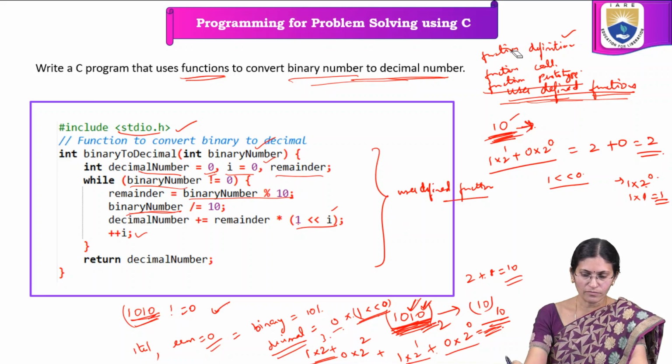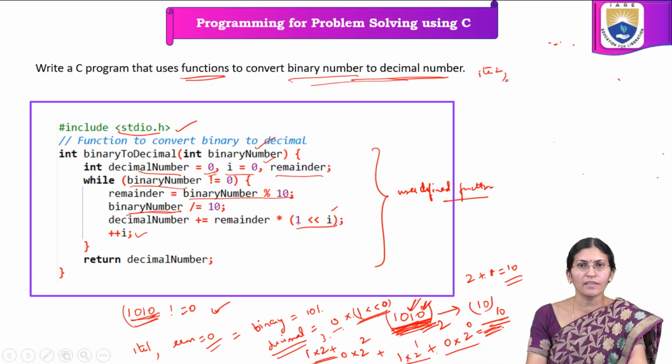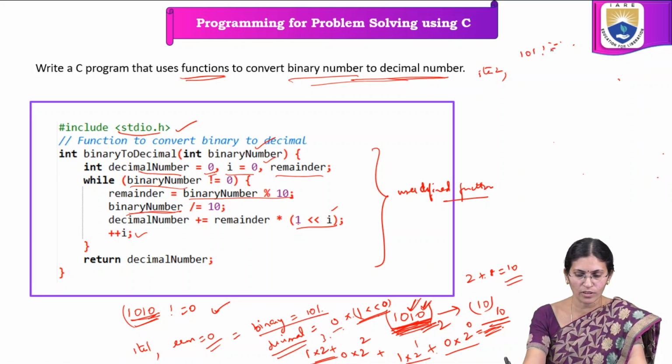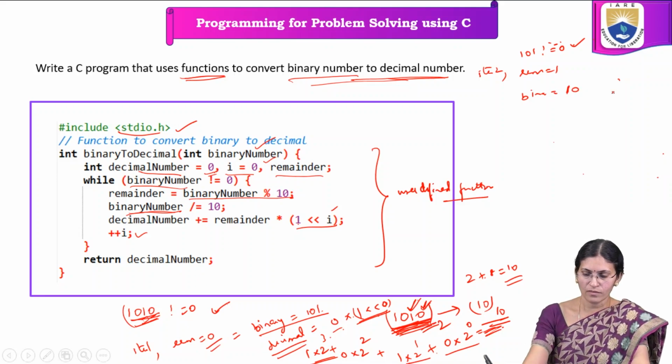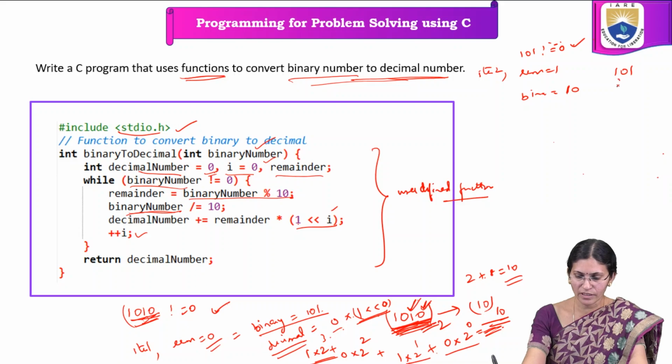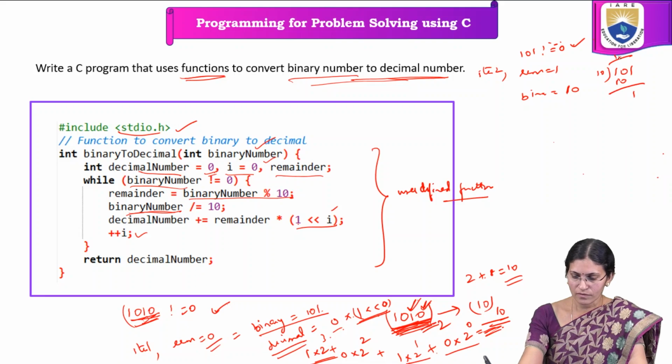Next, in the second iteration, the new binary number is 101. Again it is checked for the condition: 101 is not equal to 0, so this condition is true and these statements are executed. Again the next digit is extracted. The remainder is 1 now, and 101 divided by 10 gives 10, so the new binary number is 10.